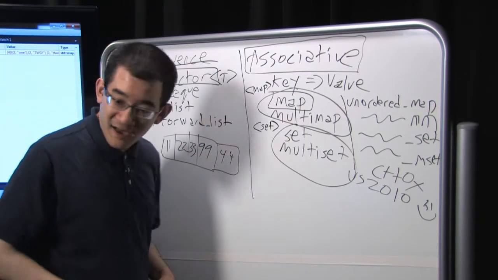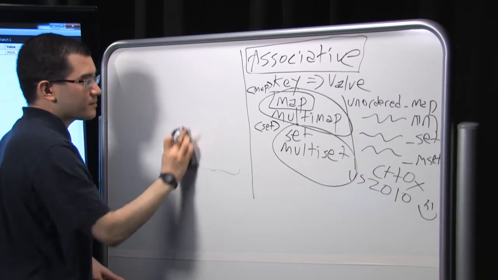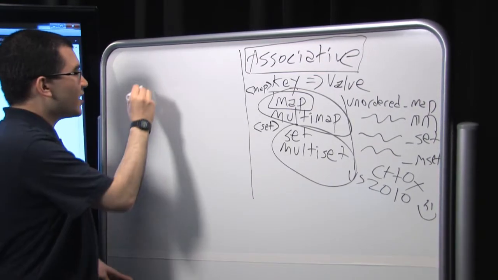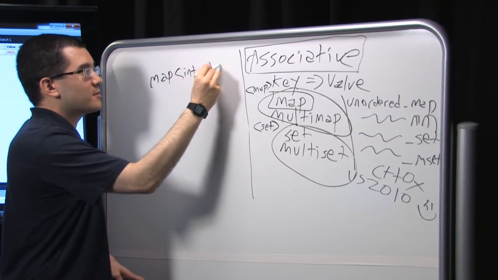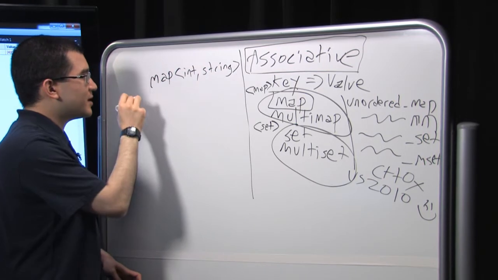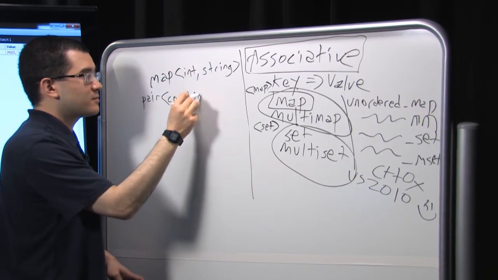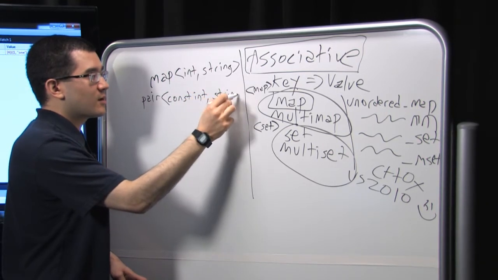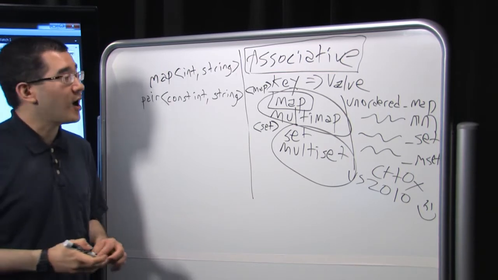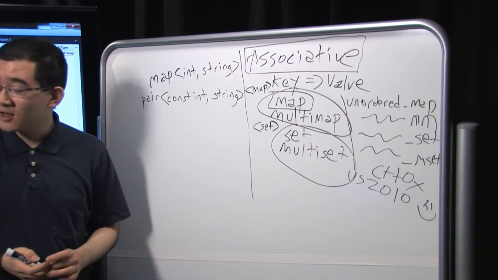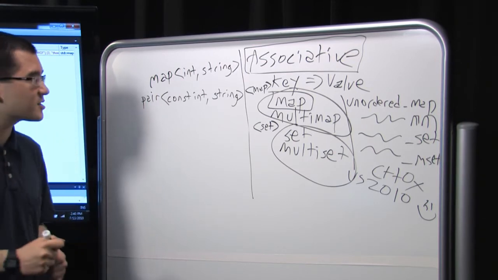With map, if I have a map, I can erase the sequence containers now. If I have a map from int to string, its element type is pair of const int, string. Pair is another helper class defined in the header utility that is used throughout the STL, and in particular used by map. Pair is really the simplest class in the world.